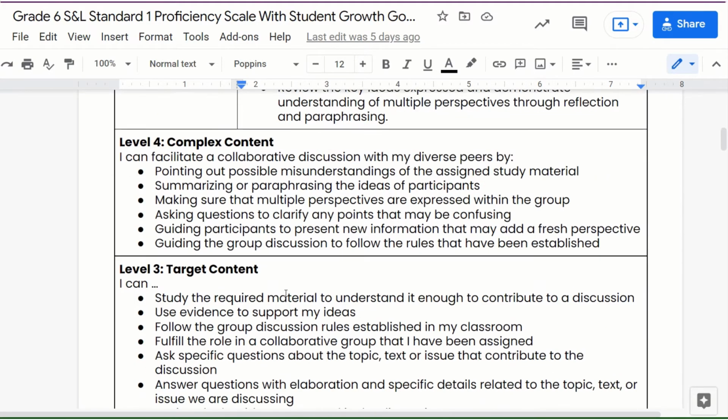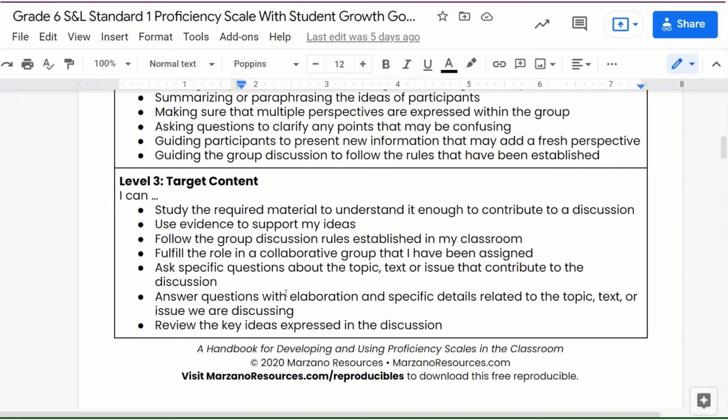So the next thing we're going to do is look at level 3, our target content. Level 3 is the foundational level of your proficiency scale. Because this is a tool that is designed for student use, we want to take the learning targets we just wrote and convert them into I can statements or some other student-friendly terminology. You still want to keep the key terminology from the standard. You just want to get rid of some of the complex or awkward phrasing.